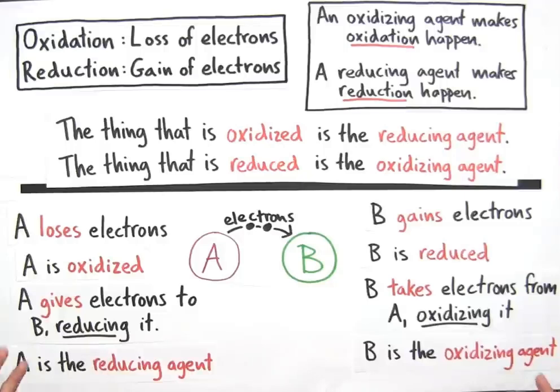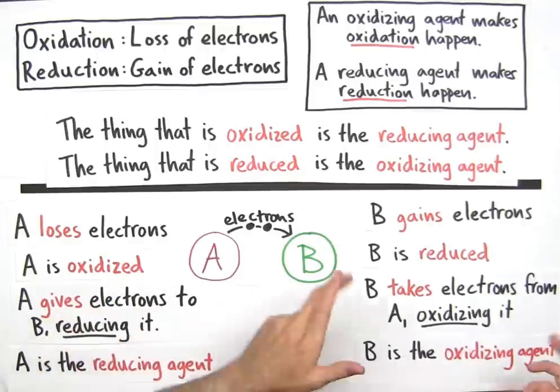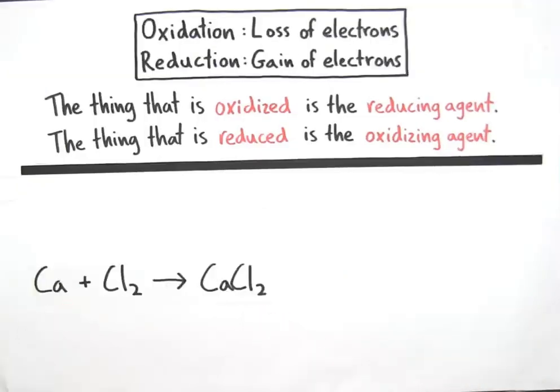So this is an overall view of what oxidizing agents and reducing agents are. Now I want to look at two chemical equations where we'll figure out what elements and compounds are the oxidizing agents and the reducing agents. So here I've got this chemical equation.